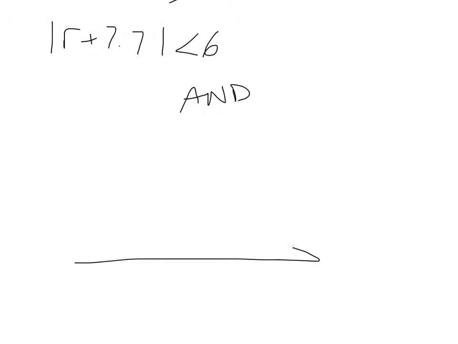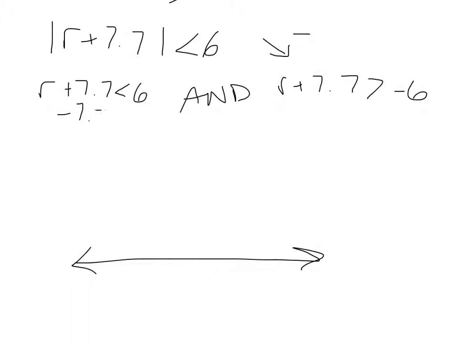Okay, so looking at the second one, we have the absolute value of r plus 7.7 is less than 6. Now, because we have less than, this is an AND problem. So we're going to be looking for anywhere there's overlap. So if the absolute value is less than or equal to, we're looking for that. So we have both cases again, the positive case, r plus 7.7 is less than 6, and the negative one, where we have r plus 7.7 is greater than negative 6. Here, subtract 7.7. So we have r is less than negative 1.7.